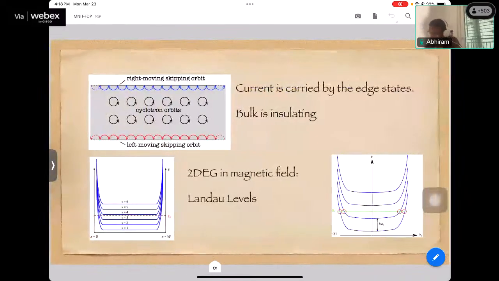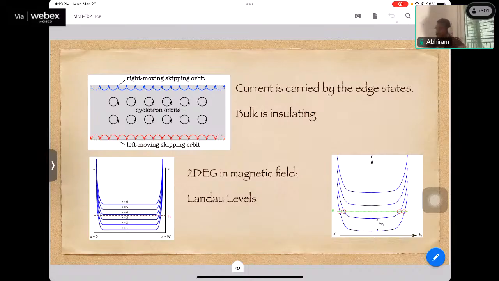You see in the figure here there are Landau levels, the blue curves. Nu equal to 1, 2, 3, 4 is the Landau level index. These are the dispersions in the bulk. Near the edge, they turn upward, and there are these edge states which carry current. That is what is responsible for the quantum Hall effect.